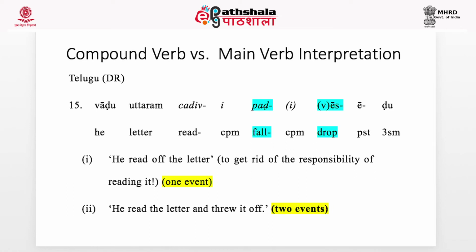Let's come back to the sentence number 15. Sentence number 15 has two interpretations. In terms of one event, he read off the letter to get rid of the first responsibility of reading. The second one, he read the letter and threw it off. Why? Because pad in this sentence, in the second sentence, is taken in its literal meaning of throwing it off. So that's why the second interpretation has two events.